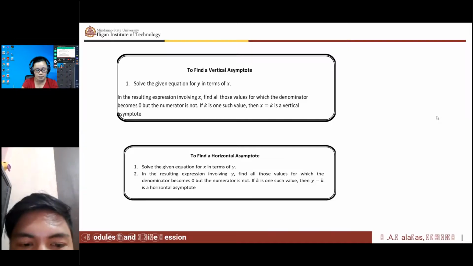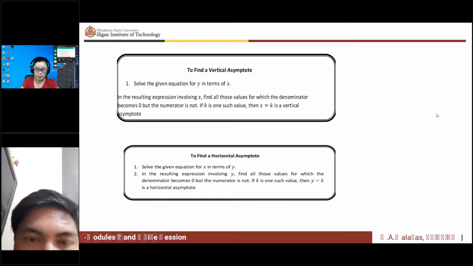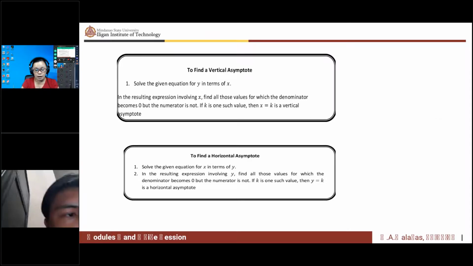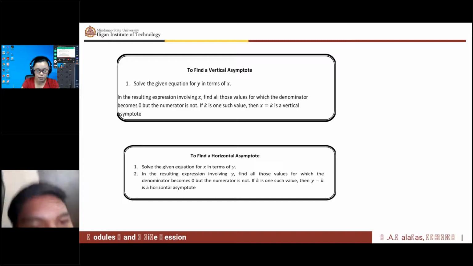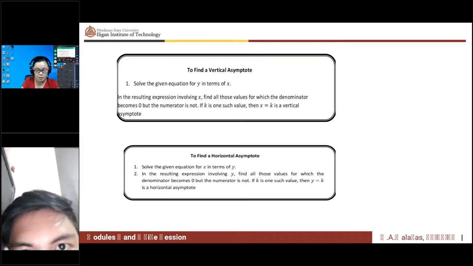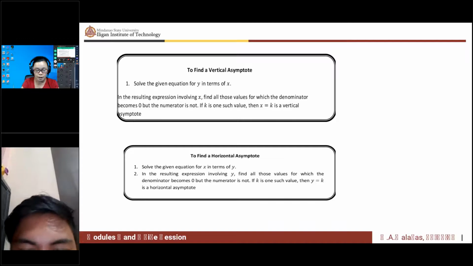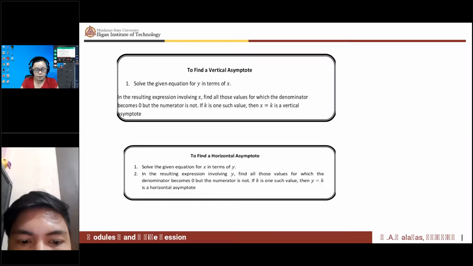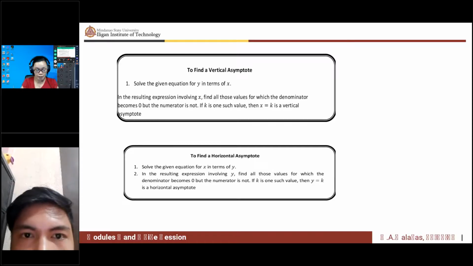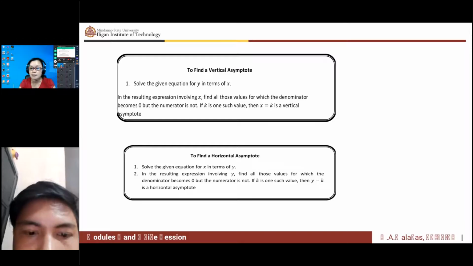Very easy. Solve the given equation for y in terms of x. Remember that when we find the domain, we solve for y in terms of x. So that's easy. We have already solved that one in the first part. Remember, the first thing that we do is to find the domain. So just look at that equation and check for the values for which the denominator becomes 0, but the numerator is not.